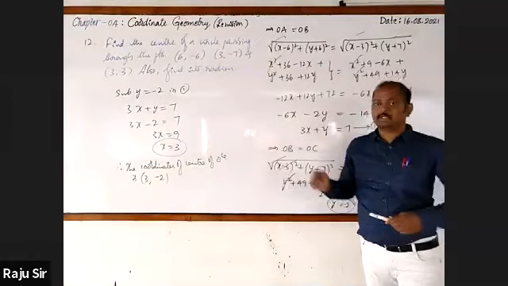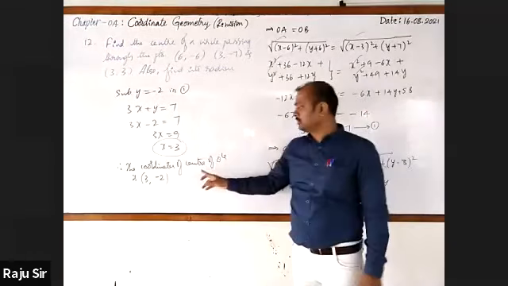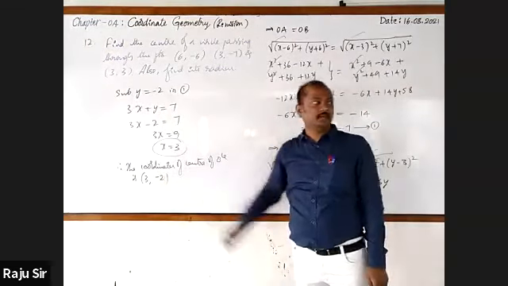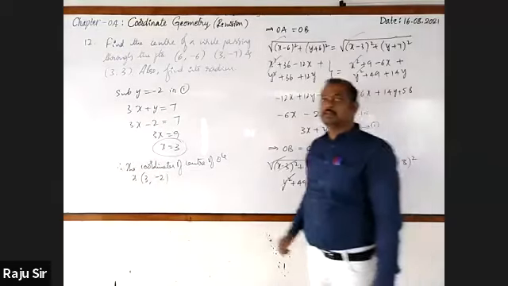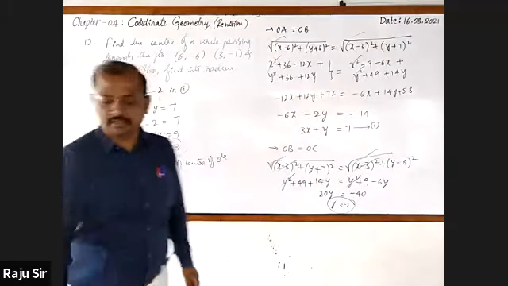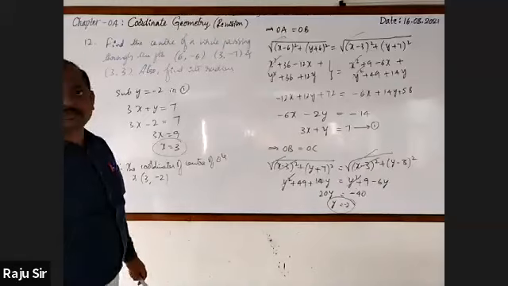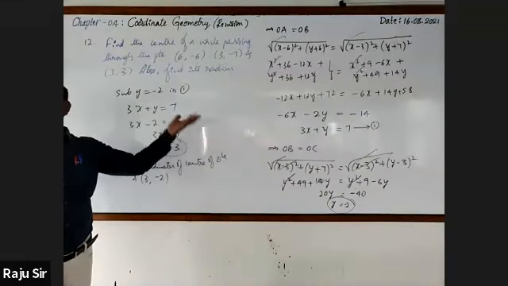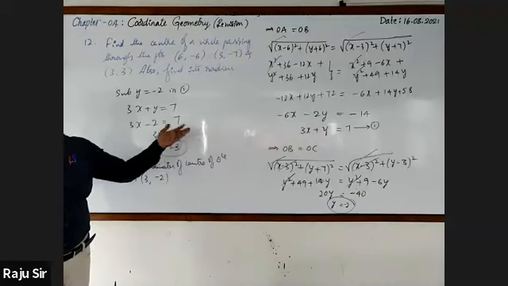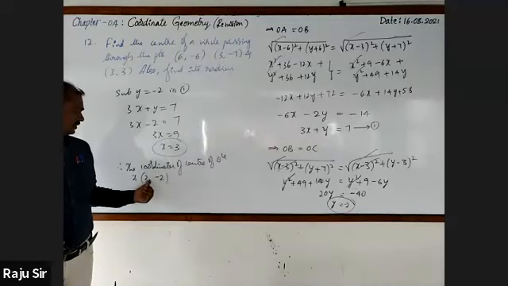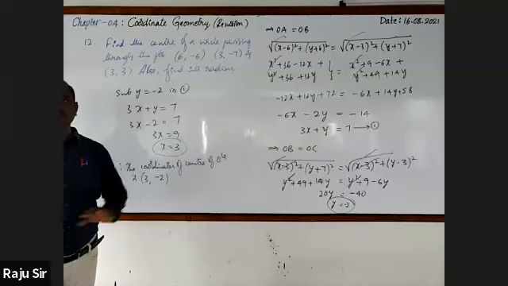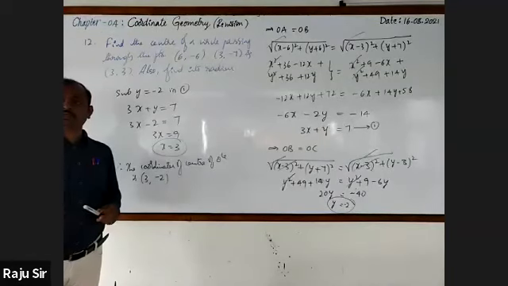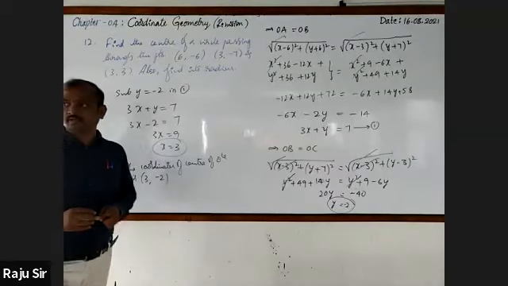In which quadrant is the center of the circle? 4th quadrant, 3 comma minus 2. Then you can also find the radius. How do you find the radius? Anyone, either OA, OB, OC. Find the distance, substitute x and y, and you get the radius. Clear?